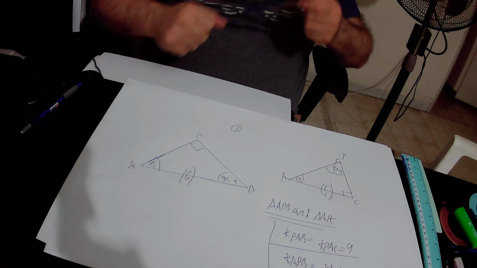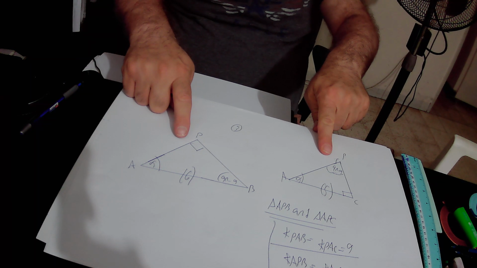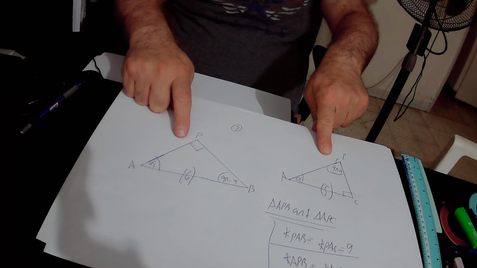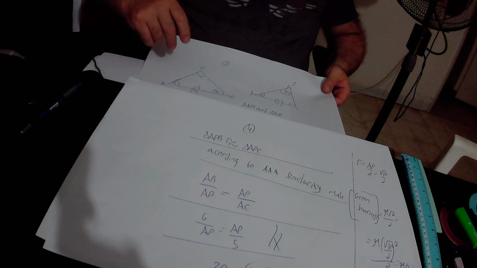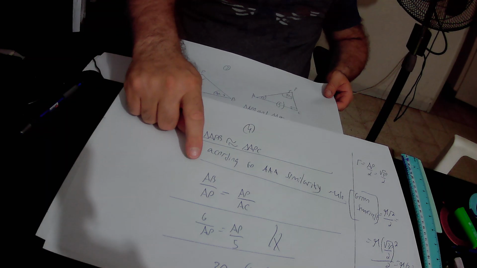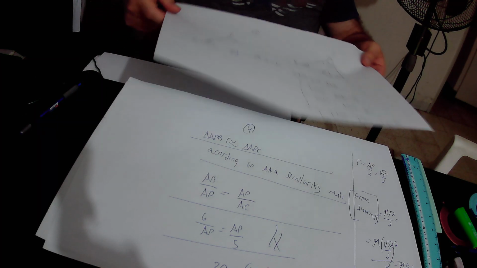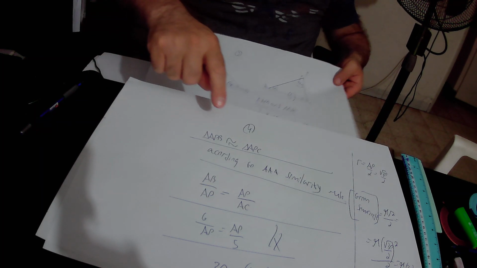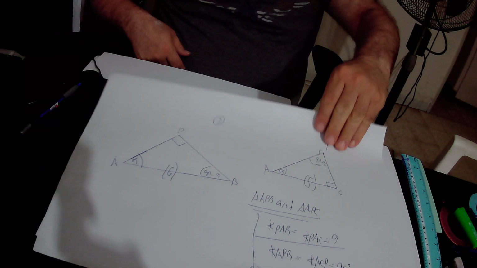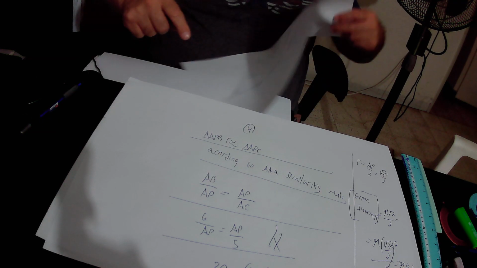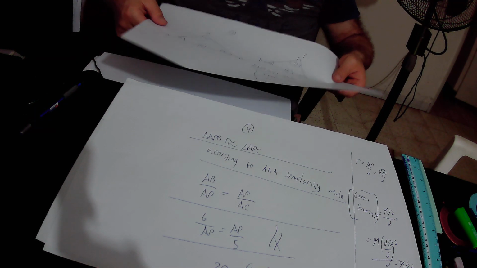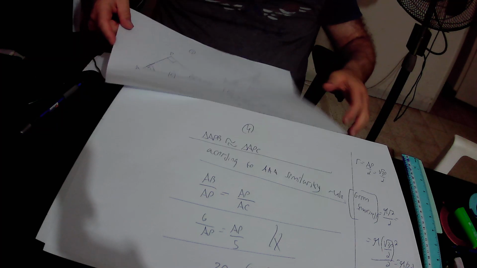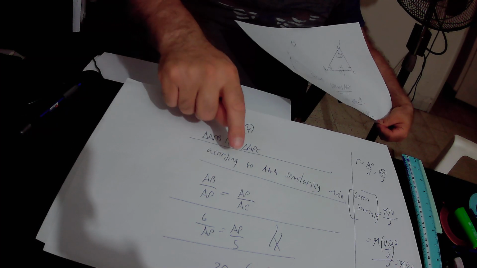And from the fact that those two right triangles are similar to each other, we derive that the following relationships exist between their sides. We derive that side AB in the right triangle APB over side AP in the right triangle APC equals side AP in the right triangle APB over side AC in the right triangle APC. Again, we derive that AB over AP equals AP over AC.